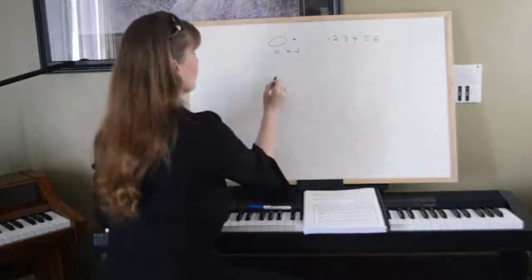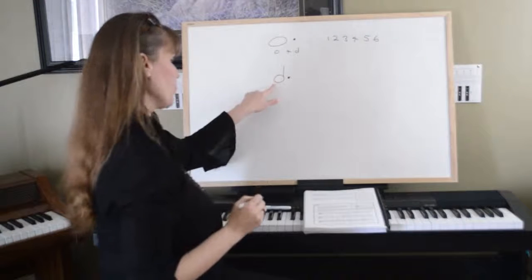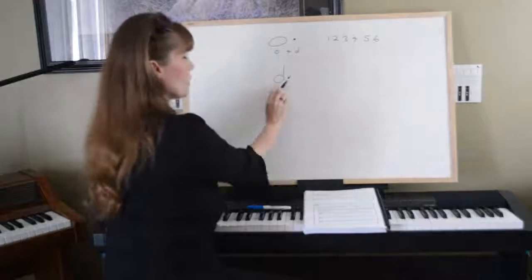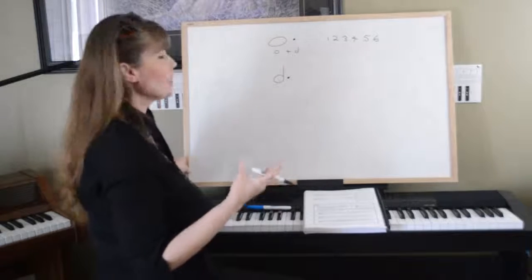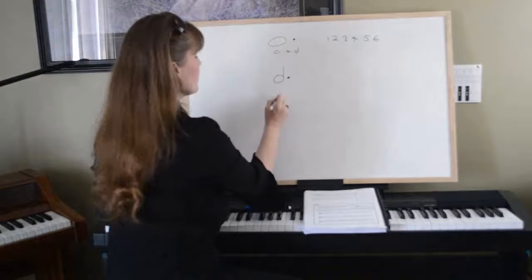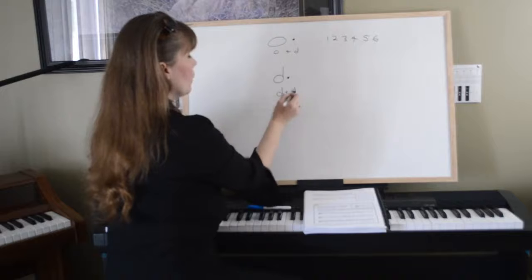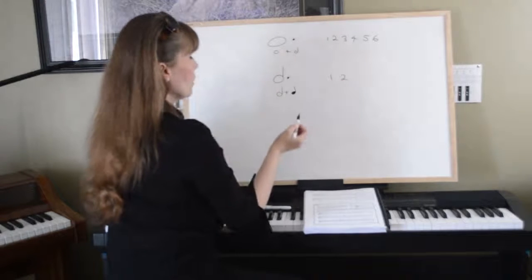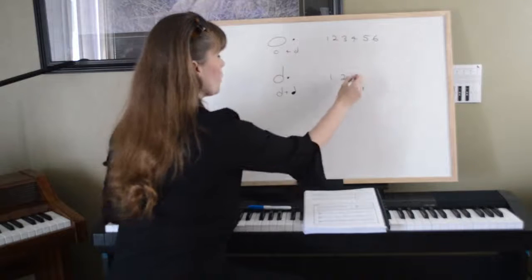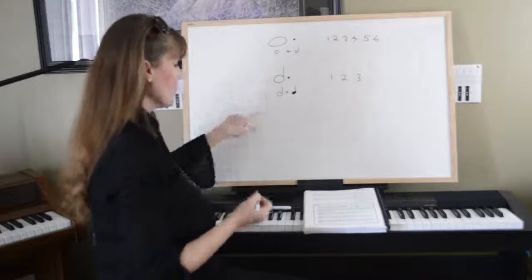Let's take another one that you've seen a lot of, a dotted half note. Now we know that the dot takes half the value, so half of a half note is a quarter. So this is like writing a half note plus a quarter. Half notes are worth 2 counts, and then the quarter is worth 1. So a dotted half note is worth 3 counts.